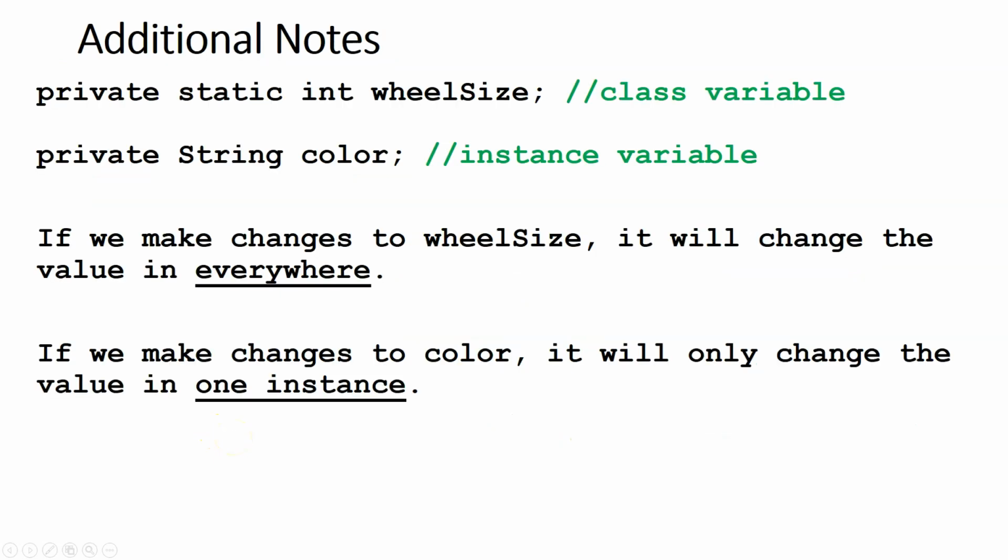Some additional notes. The private static int wheelSize is a class variable. Private String color is an instance variable, and we know that because static means it's a class variable. No mention of static means it's an instance variable. If we make a change to wheelSize, since it is a class variable, it will change the value everywhere. And if we make a change to color, which is an instance variable, it will only change the value in one instance.